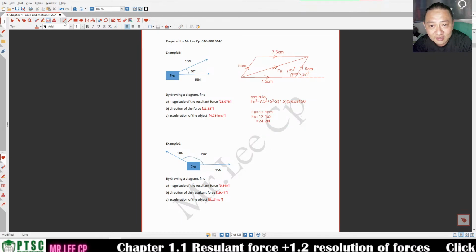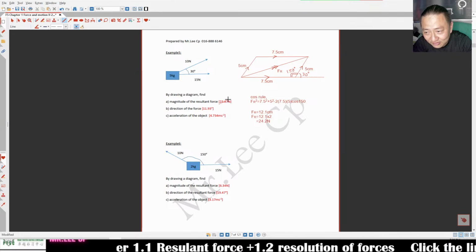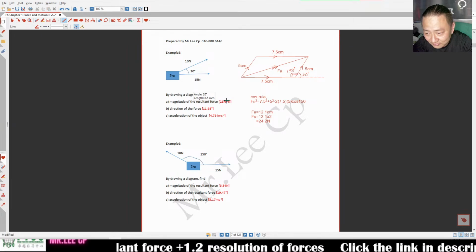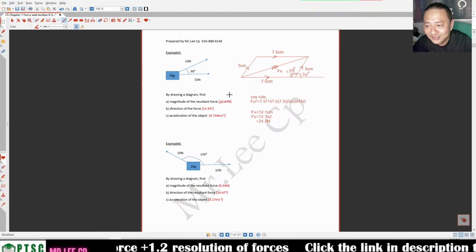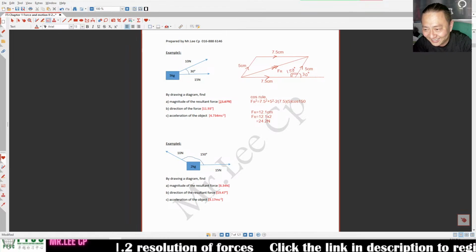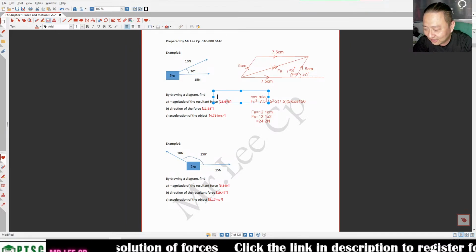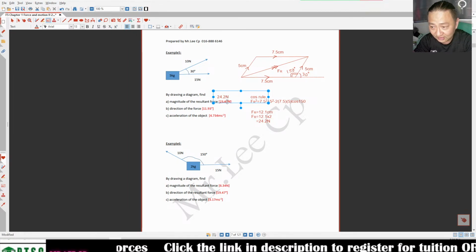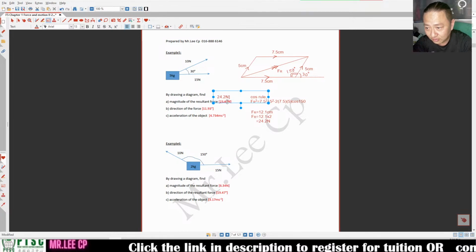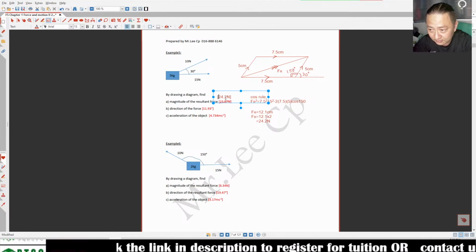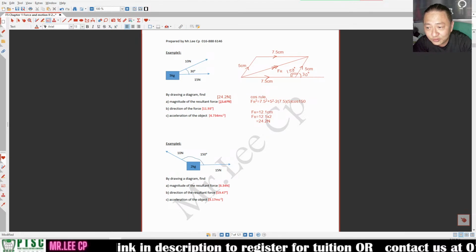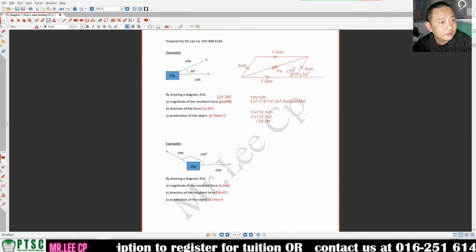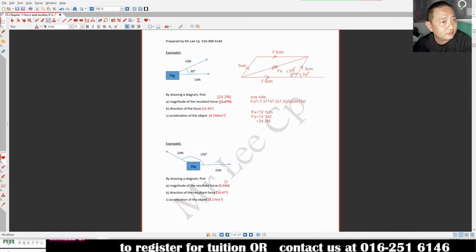So the answer here I gave you is wrong. Help me to do the correction here. Yeah, this one I did wrongly. I did it in another class, and I know it is wrong already. This answer, the correct answer will be 12.2. Is that okay for you? Are you okay with this question?